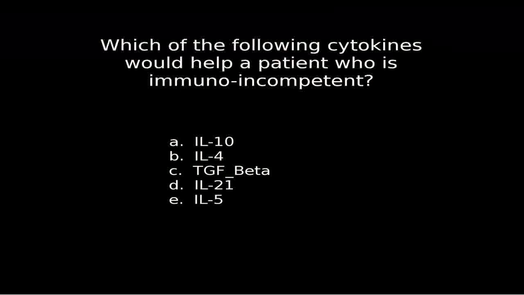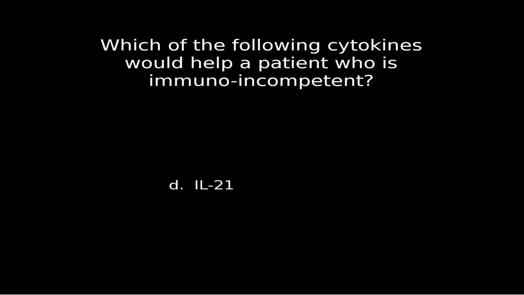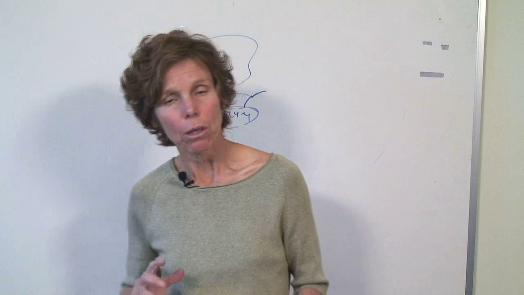D, IL-21. IL-21, remember, is part of the Th17 cytokines that are instrumental in fighting infections, particularly fungal infections. And the bad side of it is too much Th17 can be implicated in inflammation, autoinflammatory diseases. But the good side of it is it does increase the immune system. So that's going to be the right answer. And E is IL-5. No, eosinophils are not going to do a whole lot for you in terms of helping you clear pathogens. Apart from your helminths, they would, but otherwise, no.